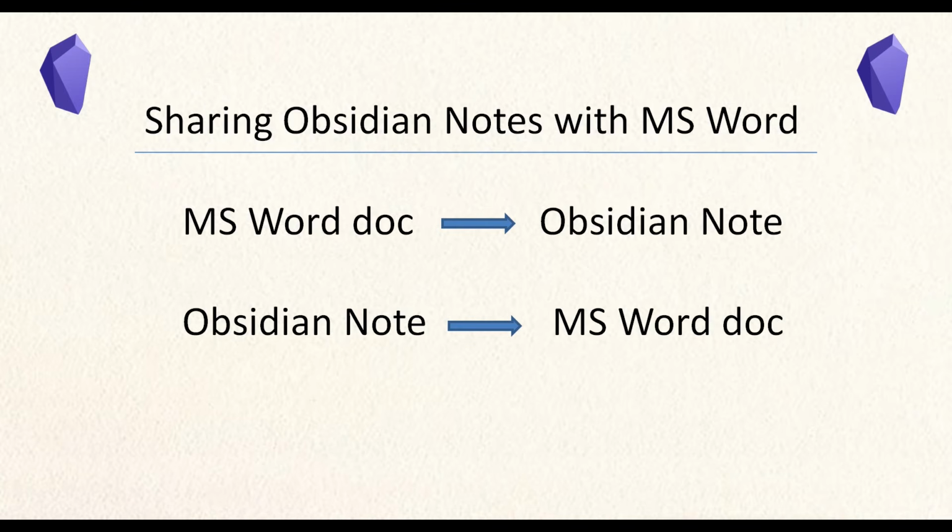When sharing documents between Microsoft Word and Obsidian, we're faced with two scenarios. First, importing a document created in Word into Obsidian as a note. And second, importing an Obsidian note into Word as a document. The first situation is easy. To transfer a Word document into Obsidian, we simply select and copy the Word document's content, and then we paste it into an Obsidian note.